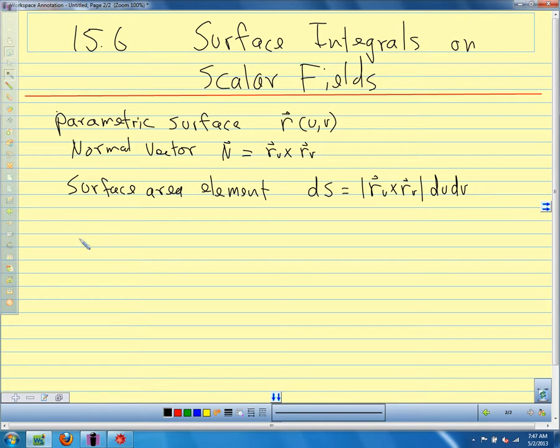So that was the area of a little tiny piece of surface on our parametric surface. And the surface area, we just summed these over the surface, was the double integral over our region of this quantity. And R is our region in the uv plane.